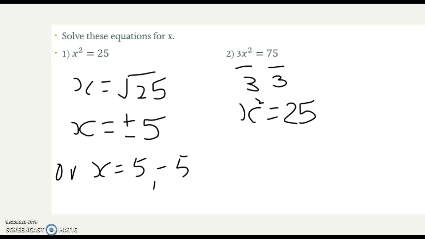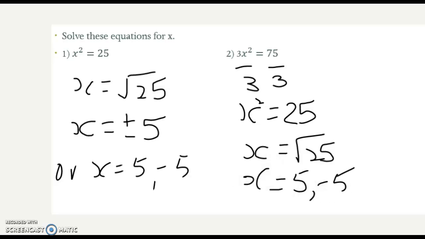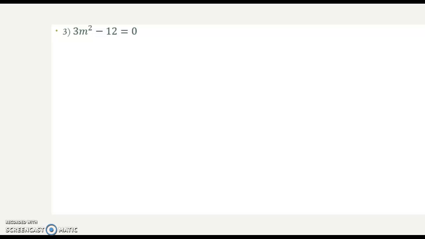And you can see now that it's just like the one before. We need to undo that squared sign by taking the square root, which is the opposite of that. And when we take the square root, x could be +5 or it could be -5. Thinking about that, -5 times -5 gives us 25, and two negatives make a positive. Okay, let's try one more of those.